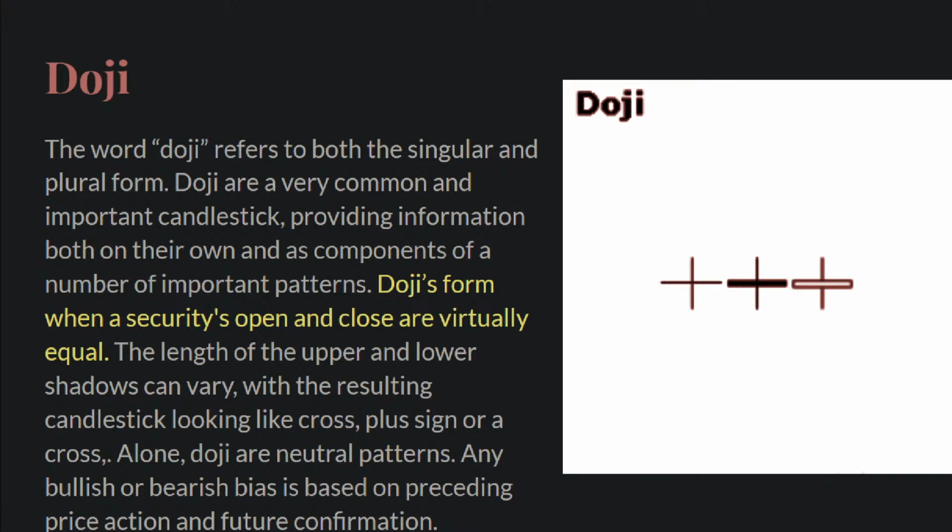Now, that's really interesting. The length of the upper and lower shadows can vary, with the resulting candlestick looking like a cross or plus sign. Alone, doji are neutral patterns. Any bullish or bearish bias is based on the preceding patterns and price action. So basically, we can view a doji on its own as an indecision candle, because at the end of the day what happened is there was no real price change in that time frame.